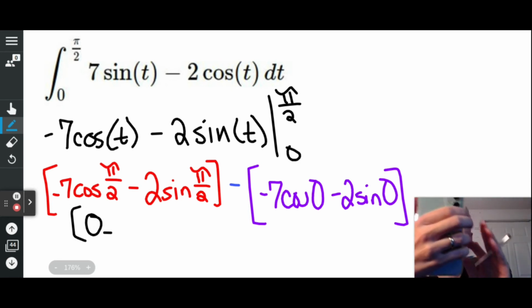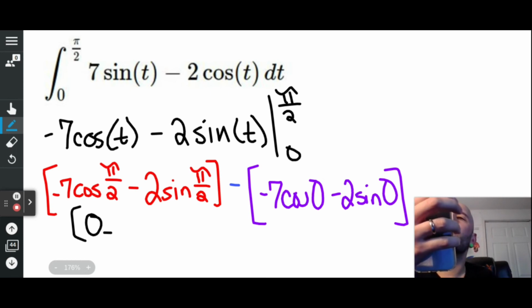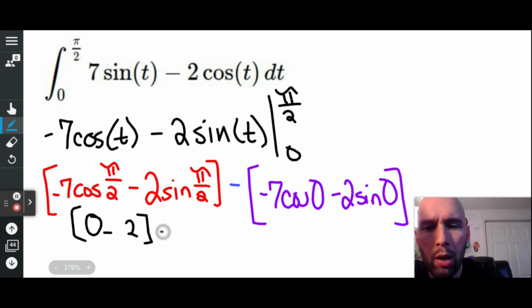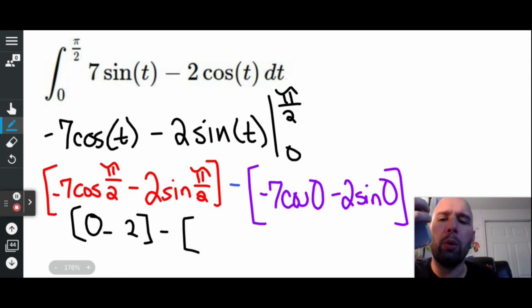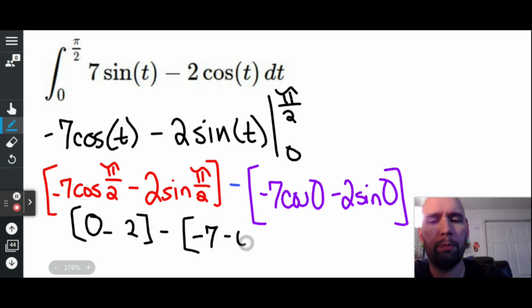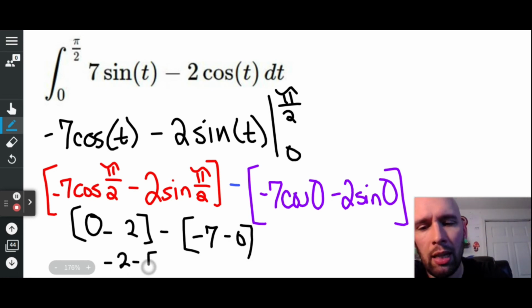Let me change this to sine of pi over 2. So that's 1. So minus 2 times 1 is minus 2. Minus cosine 0, that's 1. Sine 0 is 0. So I have negative 2 minus negative 7, which is 5. What a nice, lovely number.